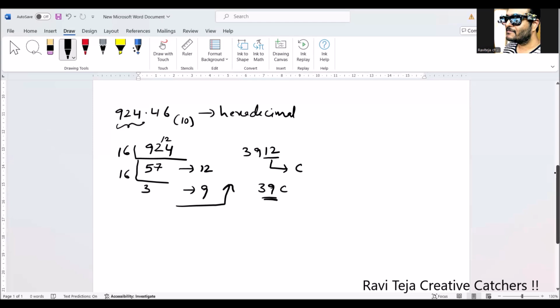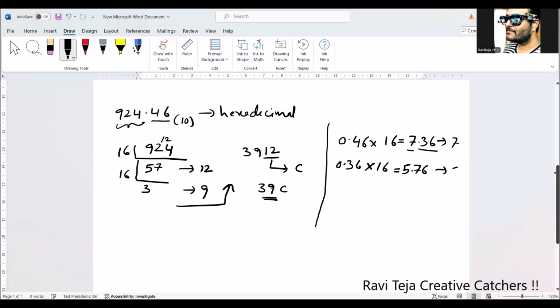Okay. Now, let's see the value after the point. 0.46 into 16. The answer what we get is 7.36. Okay. So write down the value before the point, that is 7. And the value after the point, 0.36, multiply with 16 again. So 0.36 into 16 will be 5.76. Okay. Take the value 5.